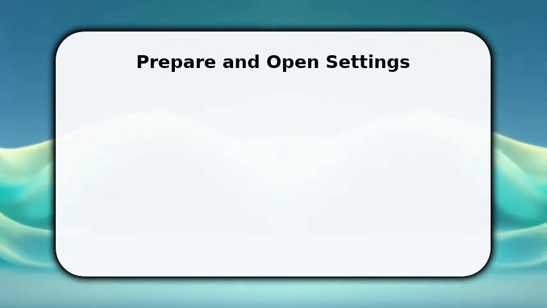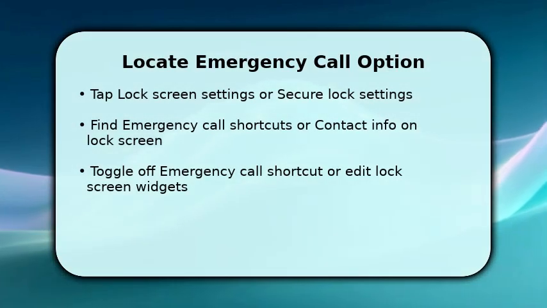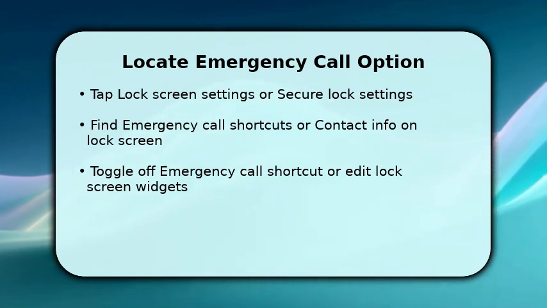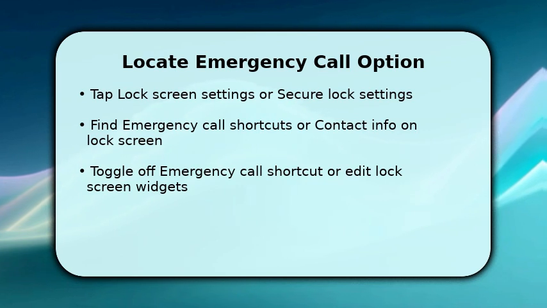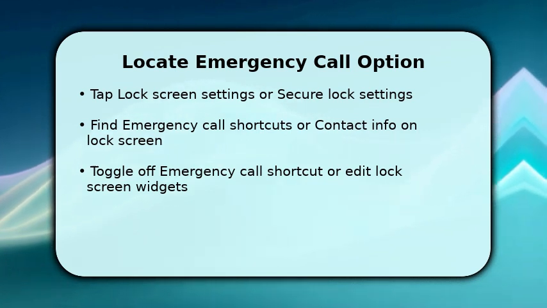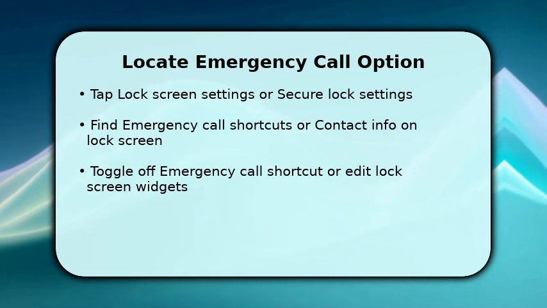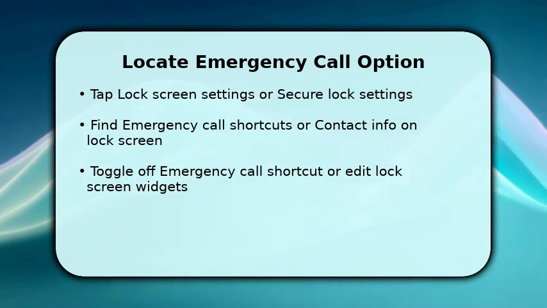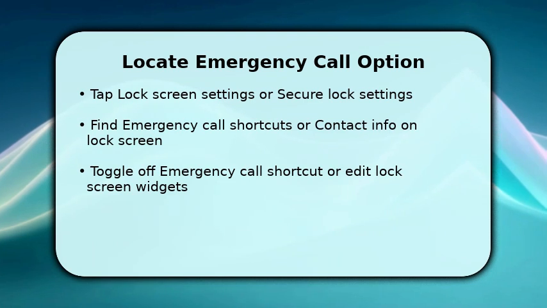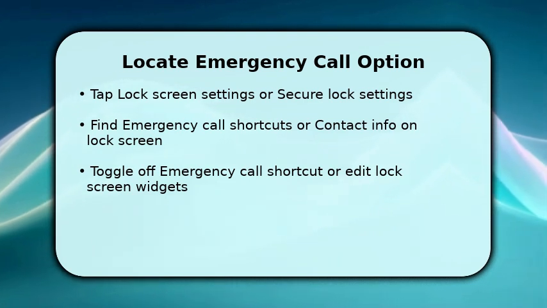Next, navigate deeper. Tap lock screen settings or secure lock settings and look for emergency call shortcuts or contact info on lock screen. You're locating the specific toggle or widget that adds the emergency call button to the keypad. Once found, toggle the emergency call shortcut off or edit the lock screen widgets to remove that button.